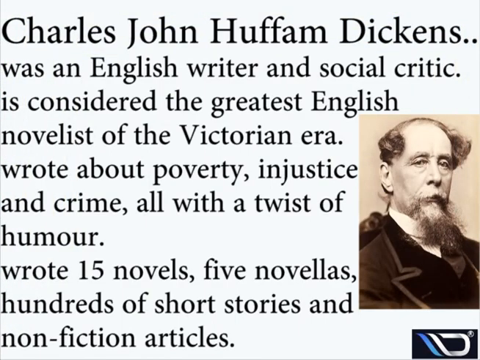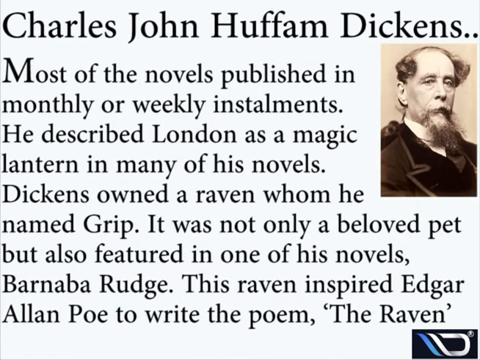Charles John Dickens was an English writer and social critic. He is considered the greatest English novelist of the Victorian era. He wrote about poverty, injustice and crime, all with a twist of humor. He wrote 15 novels, 5 novellas, hundreds of short stories and non-fiction articles, most of the novels published in monthly or weekly installments. He described London as a magic lantern in many of his novels.